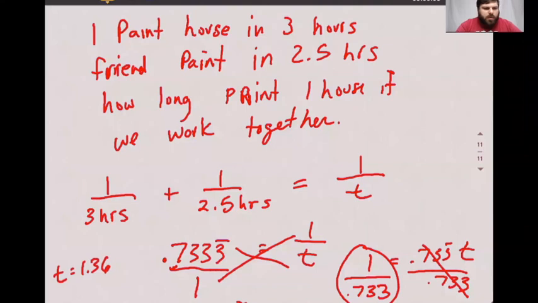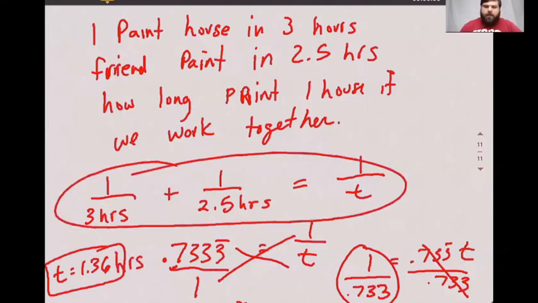It's got to be shorter than 3 hours because I'm having somebody help me. It's got to be faster than 2.5 hours because I'm having somebody help me. So this is the amount of time that it would take, 1.36 hours to paint the house together. Okay, just remember this formula for these: sum of rates. So my rate plus somebody else's rate equals the total rate. All right. Another example.